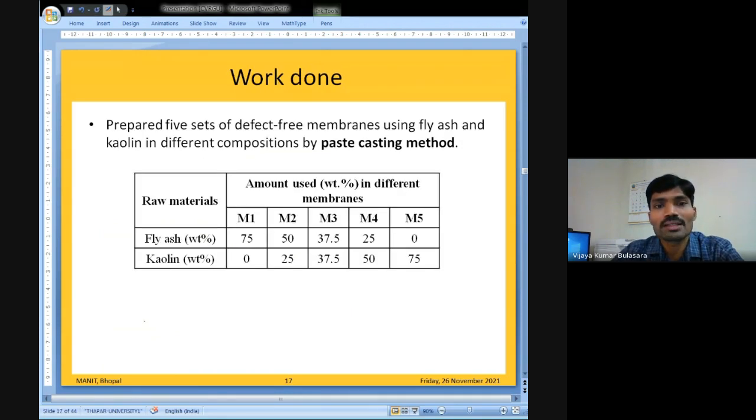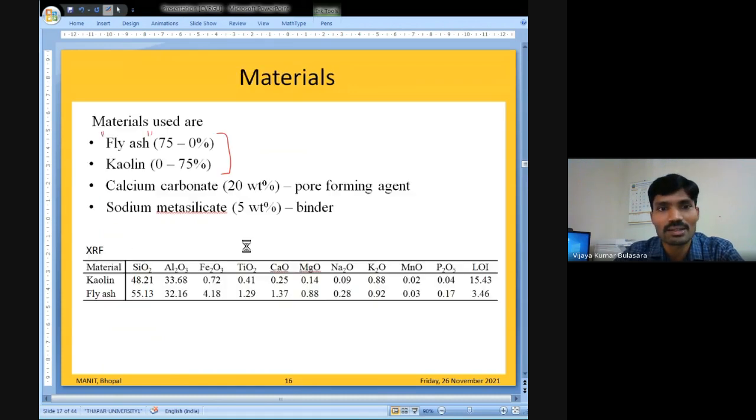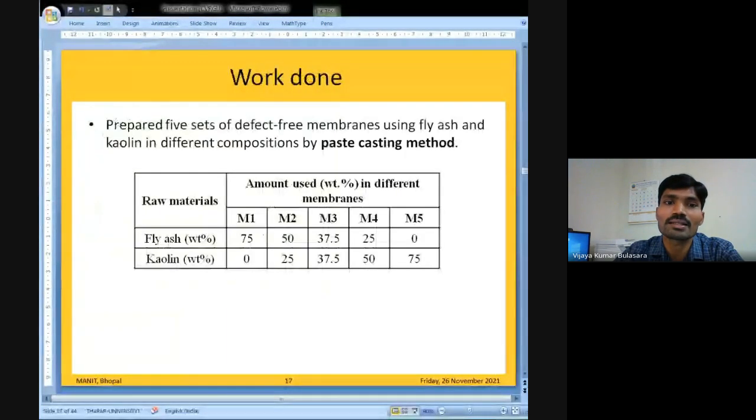Now we prepared 5 different sets of membranes, initially with fly ash alone, that is 75% fly ash and 25% additives. As we mentioned here, the 20% calcium carbonate and 5% sodium metasilicate are common in all these 5 sets of membranes. The only difference in these 5 sets is the composition of the 2 major raw materials, fly ash and kaolin, which are varied.